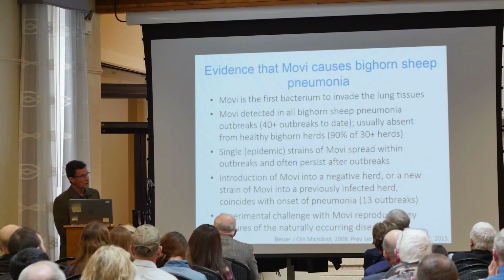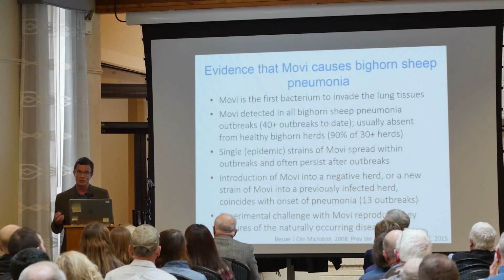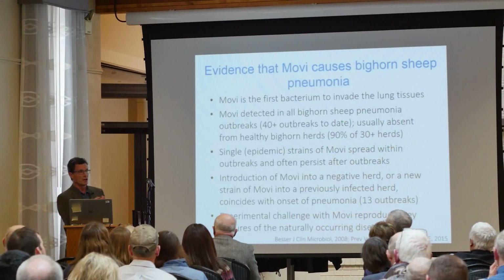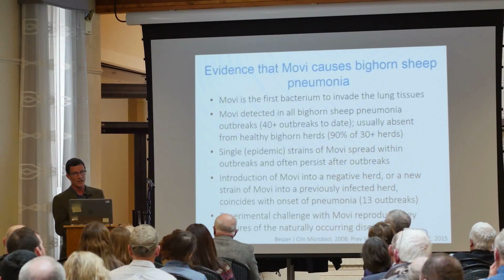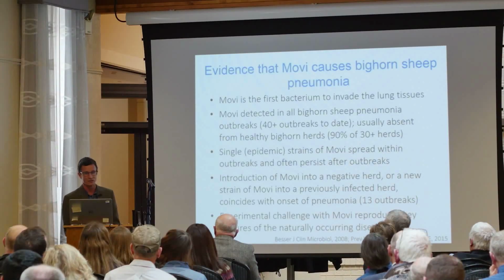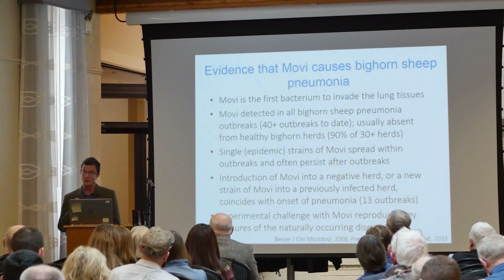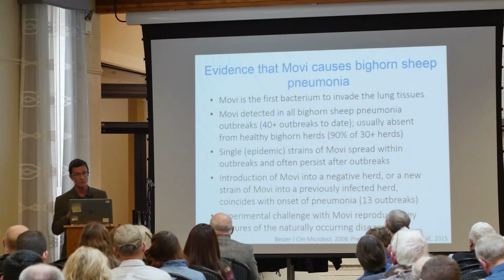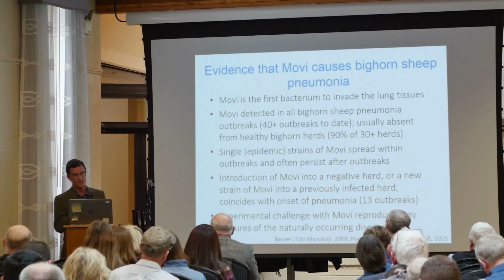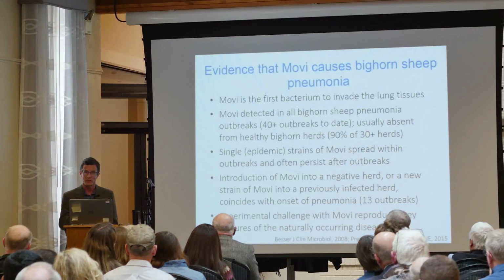We've also, since we learned about MOV and the agencies have been going out actively determining the status of those herds, had a number of situations where we were able to observe the onset of pneumonia within herds that had been sampled before that onset of pneumonia. And what we found is that introduction of a strain of MOV into a herd that had previously tested negative for exposure to MOV, or introduction of a new strain of MOV into a herd that had previously been infected with a different strain, coincides with the onset of pneumonia.